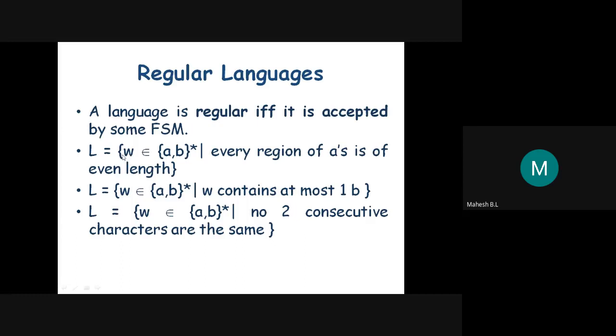Yes, can you give some examples for the first language? L is equal to W belongs to {A, B}*, where every region of A is of even length. Can you give some strings for this language?